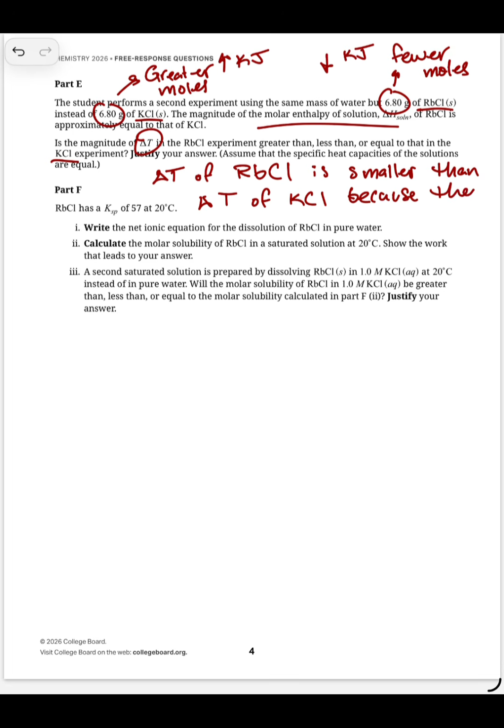because there are fewer moles of RbCl, which produces or requires less energy. So then if that energy value is different, you're going to have a different delta T as a result.